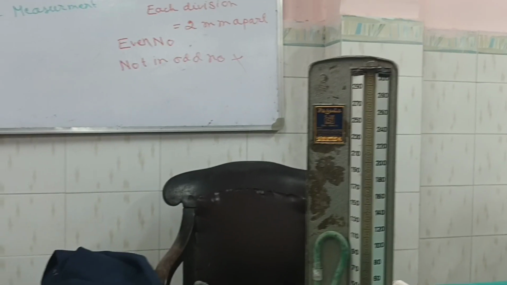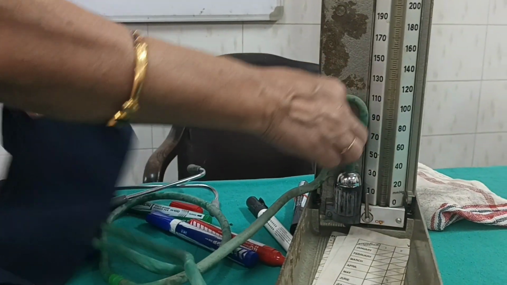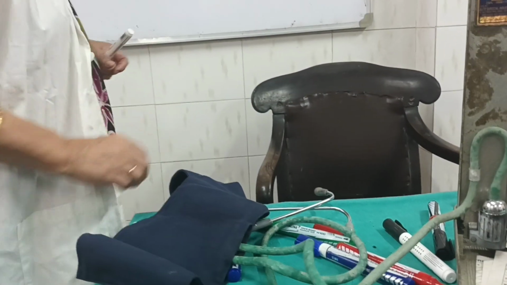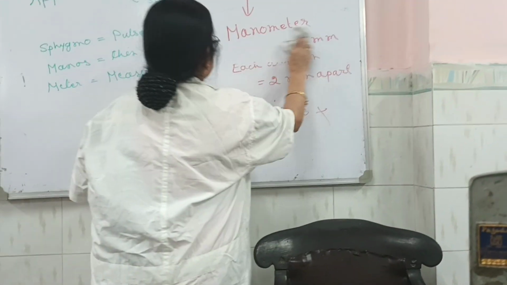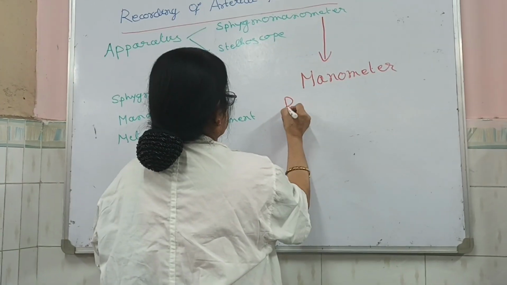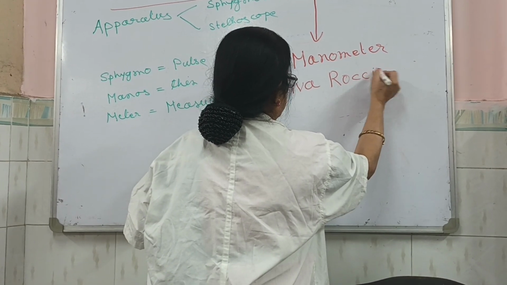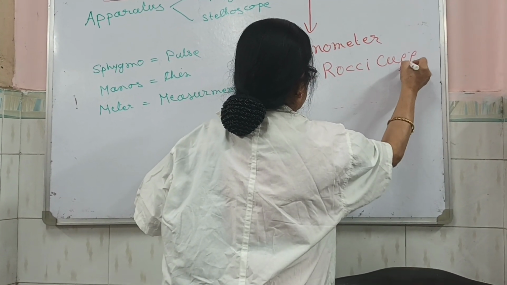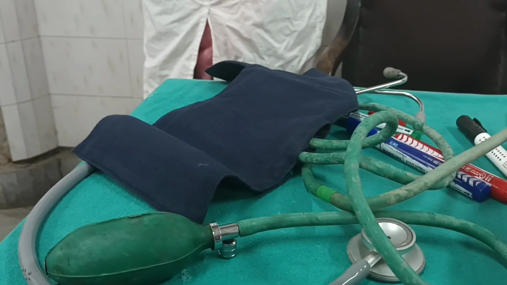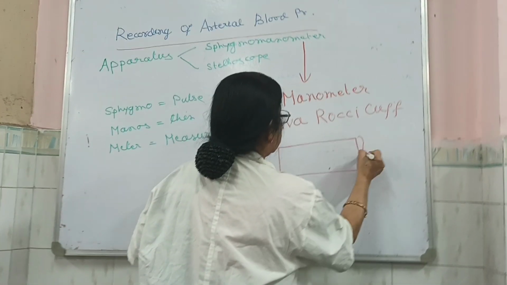This is the manometer and the long arm of the manometer. The short arm acts as a mercury reservoir. From this short arm, one tube is coming to this cup with this rubber bag. This rubber bag is known as the Riva-Rocci cup. The diameter and length of the rubber bag are very important.